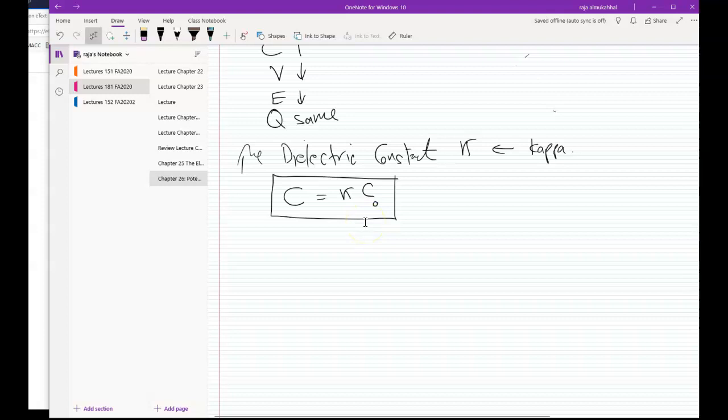Remember, kappa is always greater than 1. It's a constant value, dimensionless, which means unitless, and it is always greater than 1. Oh, positive as well. So in this case, the voltage, remember we said it has decreased by a certain amount. Well, that certain amount is kappa, and the new voltage is equal to V naught over kappa.